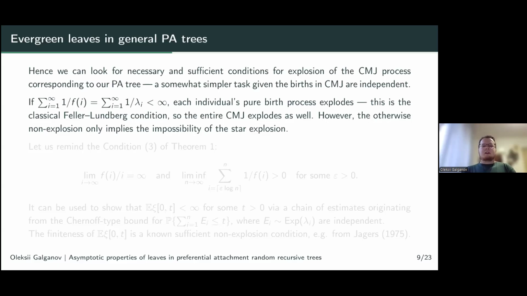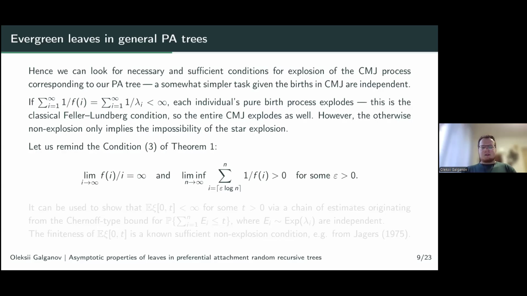However, for a pure birth process this is a criterion. So if this series diverges, then we know that every single individual birth process doesn't explode. But we have uncountably many of them, so it doesn't imply that there is no explosion at all, because it just implies that star explosion can't happen, but there's still the possibility of path explosion.